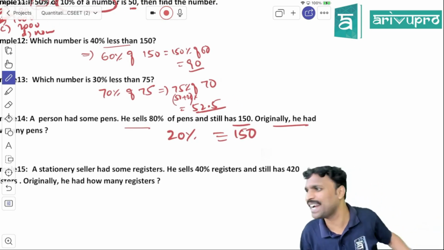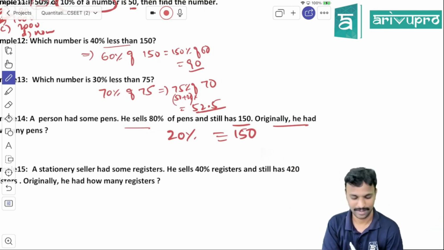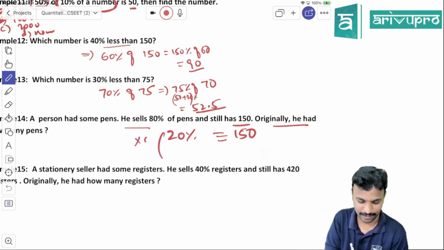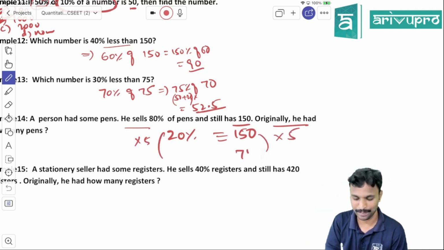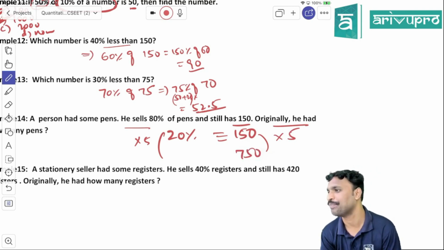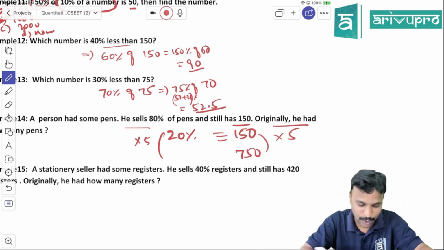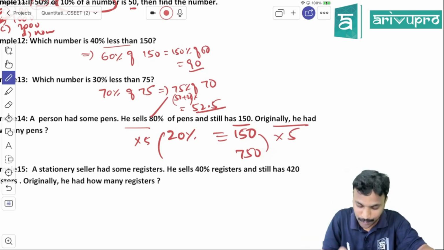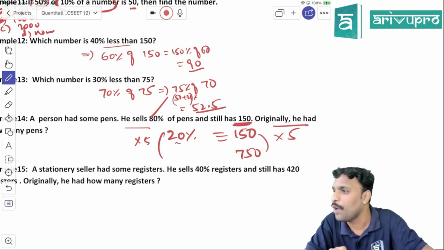Obviously 100% he had. How do you make 20% into 100%? Into 5. Tell me. 750 pens he had initially. Clear? He had 100% pens initially. He sold 80%. How many remaining? 20% remaining. That 20% is equivalent to how much? 150.